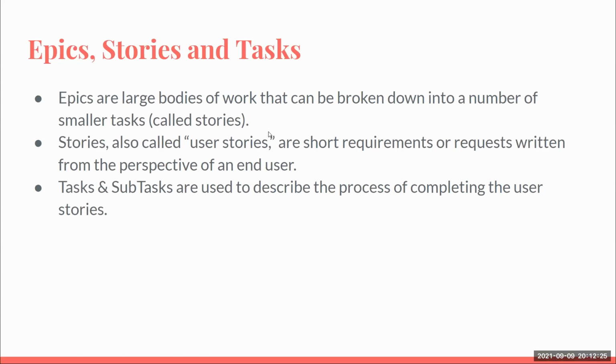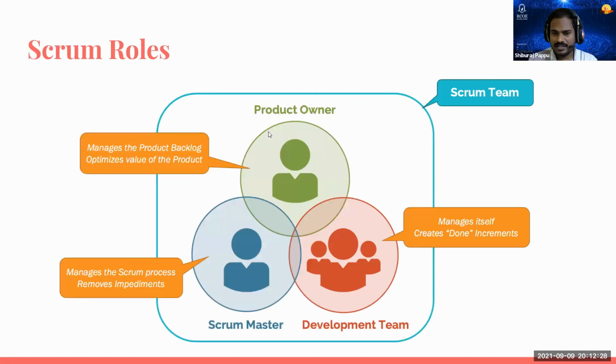Now let's move on to the most important part, that is the roles. As I told you, Agile uses the Scrum framework. The Scrum framework has three major roles. There are minor roles also, but we are not considering them. Roles are basically just team members. There is a Scrum team, which is a group of people working on a project. There are three types of people: one is the product owner, one is the Scrum master, and third is the development team.